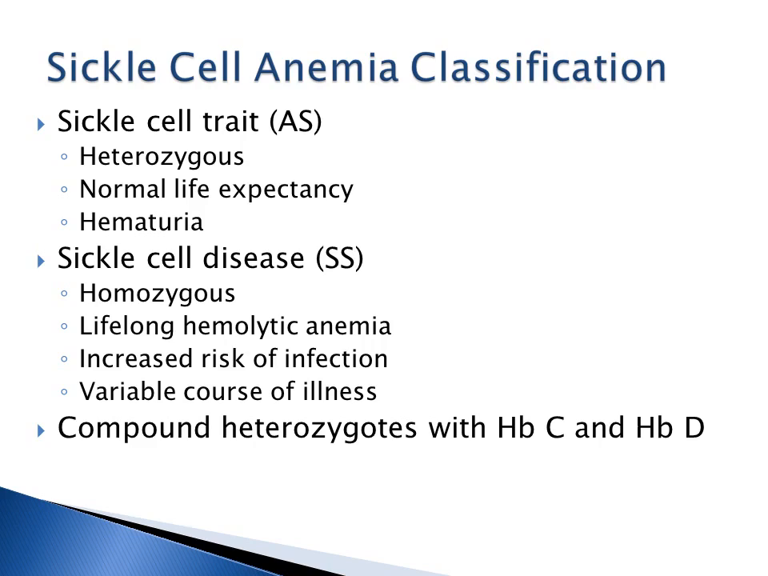So in sickle cell anemia, you could have either sickle cell trait or sickle cell disease. In sickle cell trait, these individuals are heterozygous, they have a normal life expectancy, and may have some blood in the urine occasionally. In sickle cell disease, this is homozygous. There's lifelong hemolytic anemia, increased risk of infection, and individuals have a variable course. There are compound heterozygotes with both hemoglobin C and hemoglobin D.